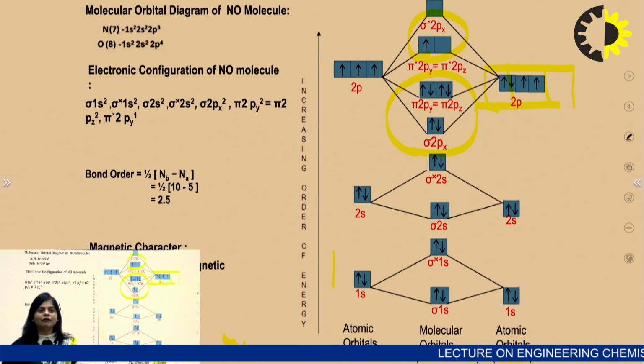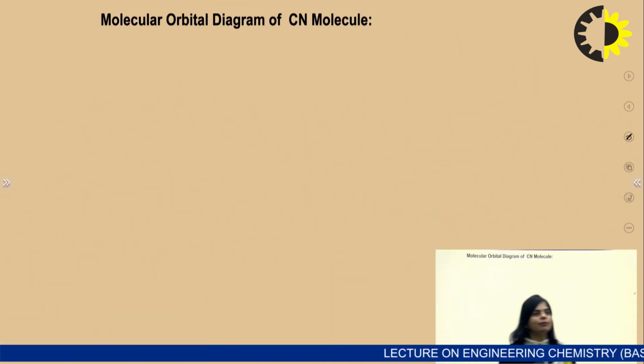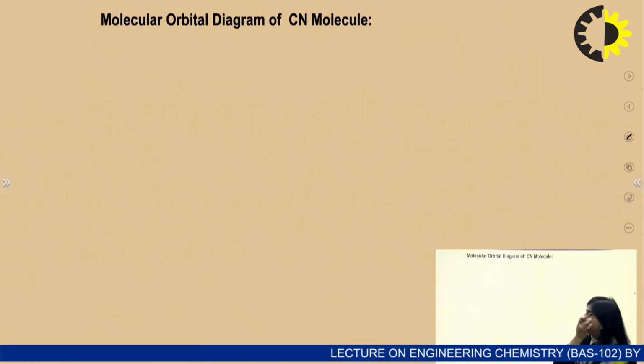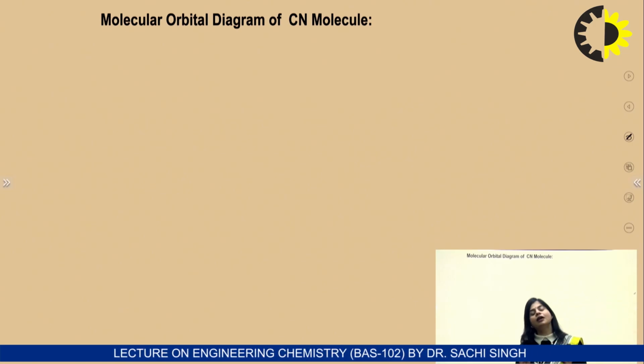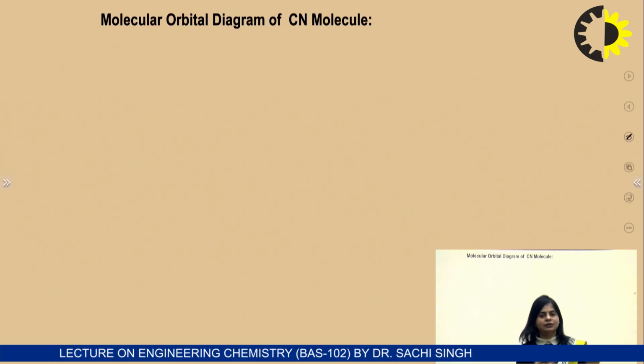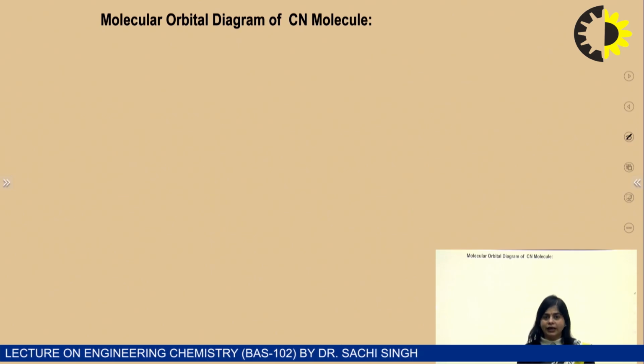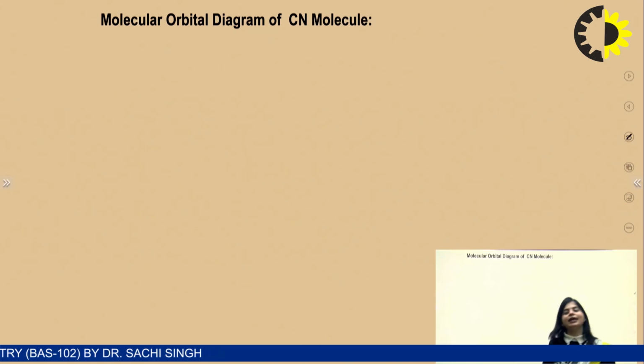Now again we take one more example. Now we come to the molecular orbital diagram for the CN molecule, that is carbon and nitrogen. The same way, there is no change in the configuration. The cases are the same. Firstly, we calculate the number of electrons, then we decide the cases. We apply case 1 or case 2. So let's start with the CN molecule.